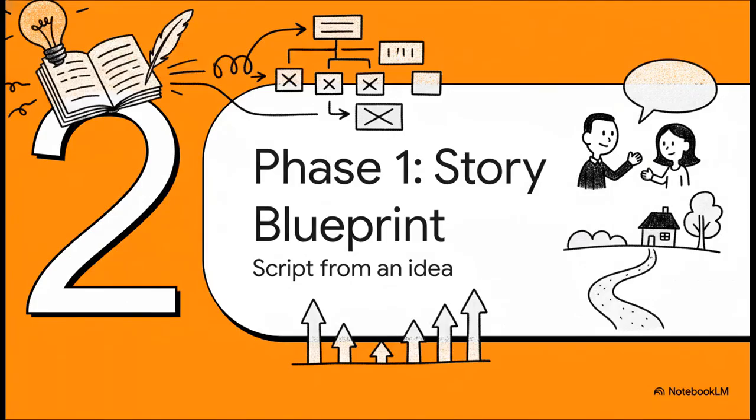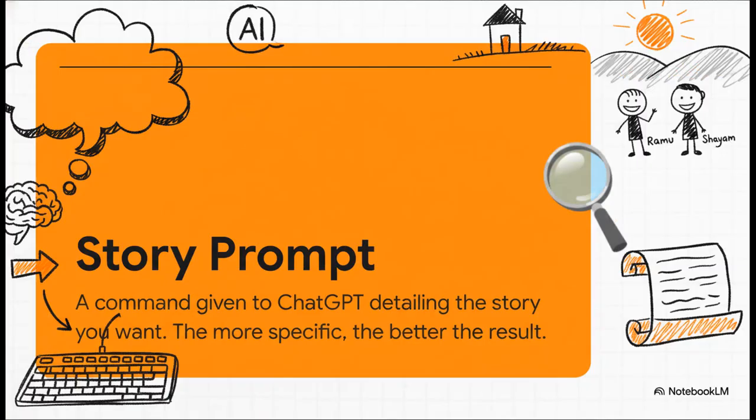Okay, let's get into it. Phase 1 is all about the story, because before you draw a single thing, you need a rock-solid script. This is the blueprint for your entire video. And believe it or not, AI can create this for you in just a matter of seconds. It all starts with what we call a prompt. It's really just a simple instruction you give to ChatGPT.